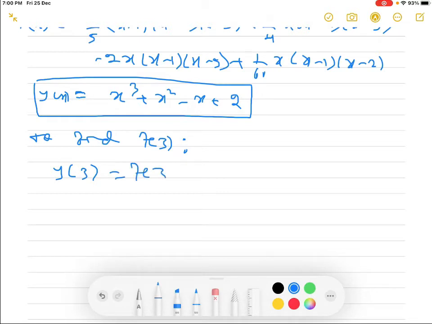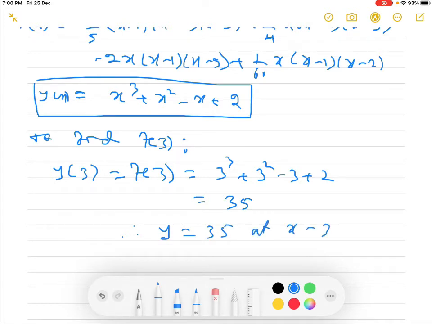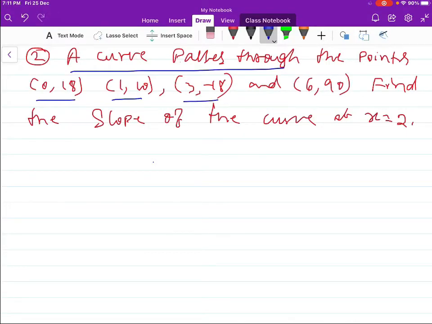To find f of 3, take x equal to 3 in y of x. Therefore y of 3, which is nothing but f of 3, is 3 cube plus 3 square minus 3 plus 2. This implies that it is 35. So therefore y is equal to 35 at x is equal to 3. Now we'll move to the second problem.